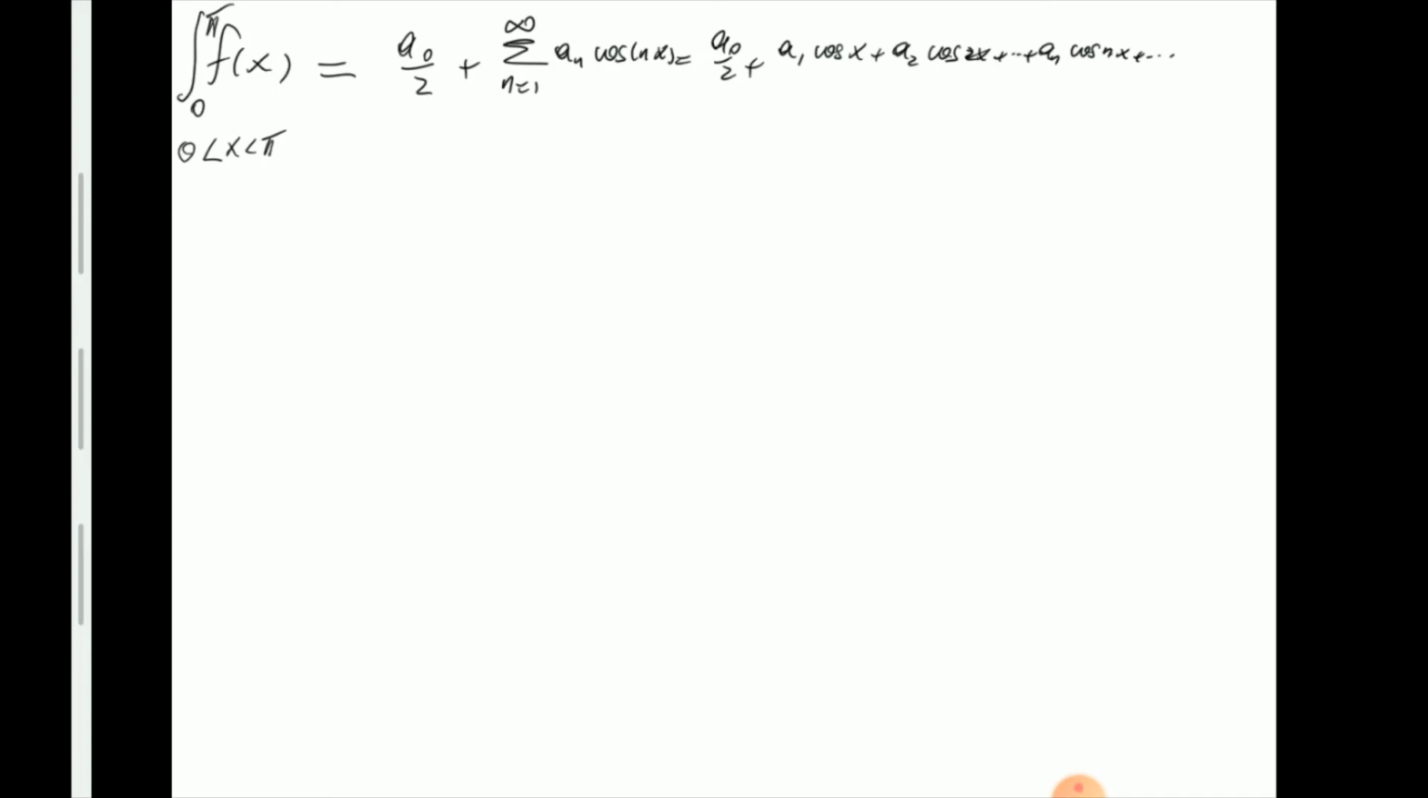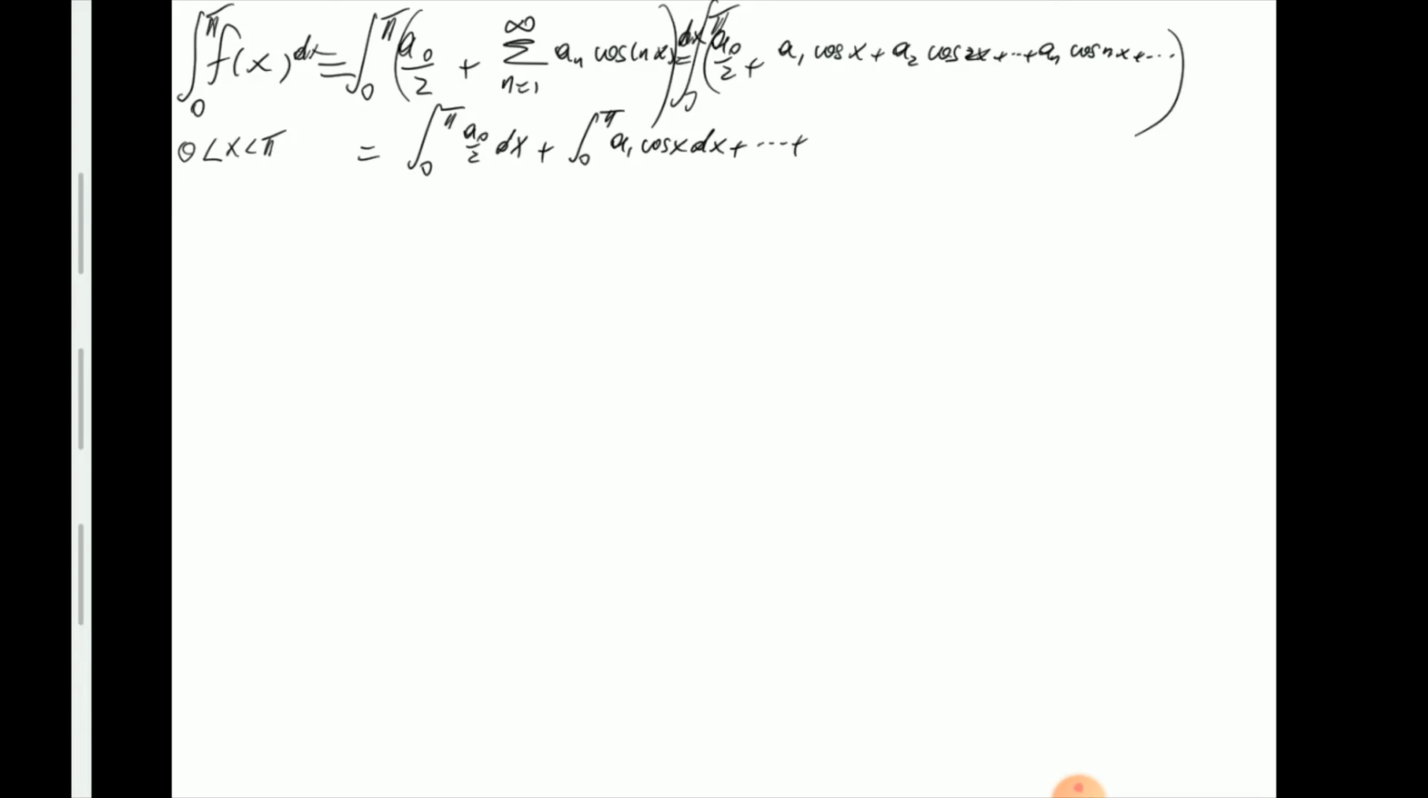So let's do both sides, right? So we integrate from 0 to pi dx. And because on the right hand side we have a summation, we can distribute the integral over each term, right? So basically this is going to be the integral from 0 to pi of a naught over 2 dx, plus the integral from 0 to pi of a1 cosine of x dx, dot dot dot, an cosine of nx dx, and so on. We can do it later on more efficiently by just integrating inside the summation.